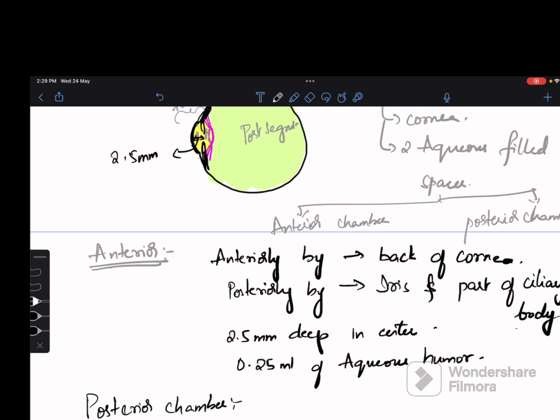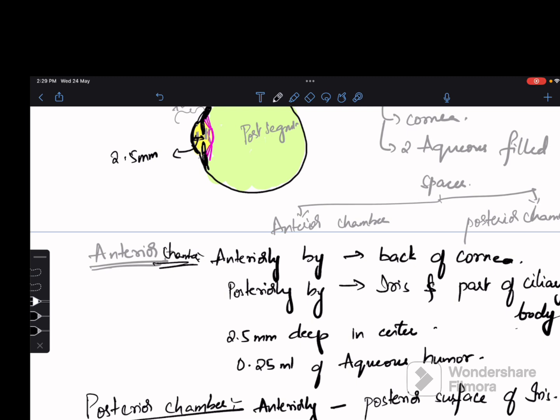Okay. Coming to your posterior chamber now. Posterior chamber. Anterior chamber. Posterior chamber. A posterior chamber is from the iris till your crystalline lens, right? So I can say that it is bounded anteriorly by posterior surface of iris. Posterior surface of iris and part of ciliary body.